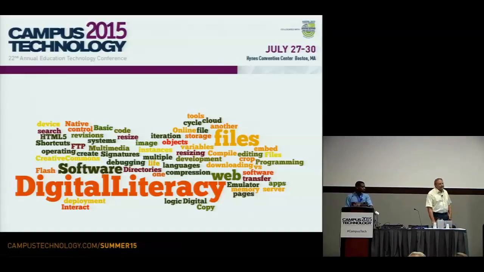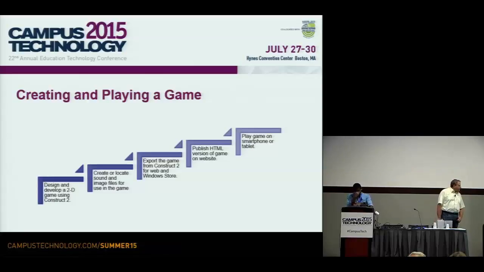So a lot of these digital literacy skills came up through the process of creating their games. Here are the steps involved. First thing they had to do was design a game using Construct 2. They had to create sound files and image files for the game. Then they had to export the game to the Windows Store and also for their websites.